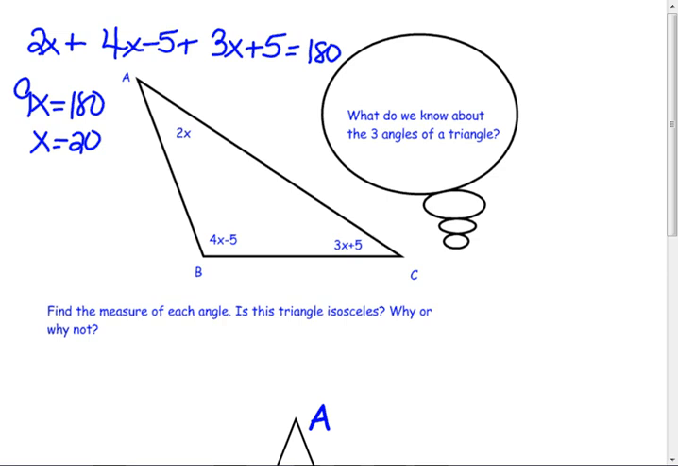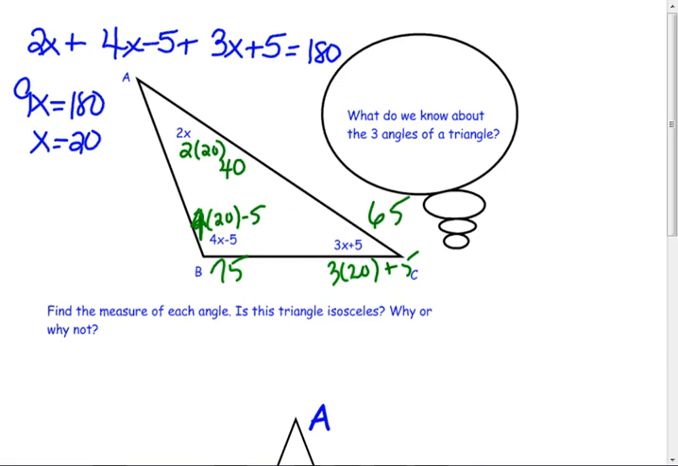And now, find the measure of each angle. So how big is angle A? It's 2x, so it's 2 times 20 or 40. What about this one, 4x minus 5? So it's 4 times 20. Somebody said it. That's 80 minus 5 is 75. I could subtract from 180, or I could just do 3 times 20. That's easier. That's 65.